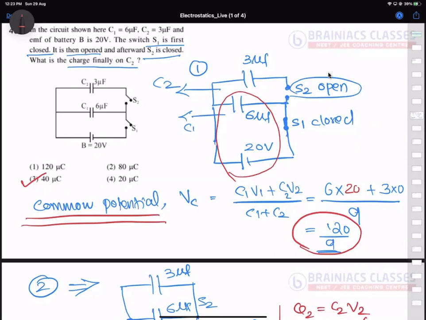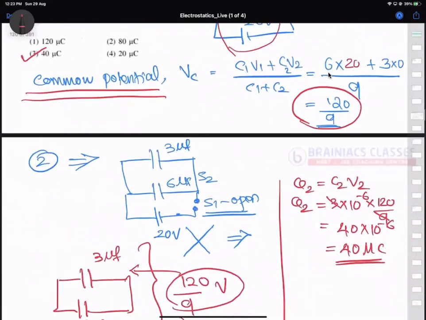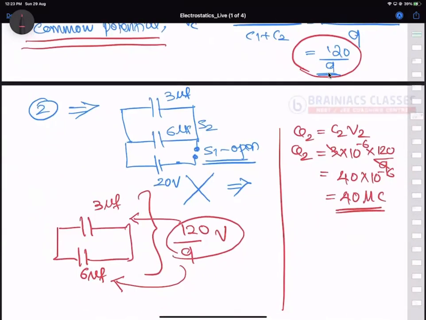So we are going to find the common potential: C1V1 plus C2V2 divided by C1 plus C2. The common potential is common to the 6 microfarad and the 3 microfarad capacitors. In the second part of the question, they have given that S1 is now open and S2 is now closed. If S2 is closed and S1 is open, the circuit has only two components, the 3 microfarad and the 6 microfarad. The common voltage for both is 120 divided by 9 volt. That voltage is for the 3 microfarad and that voltage is for the 6 microfarad capacitor.